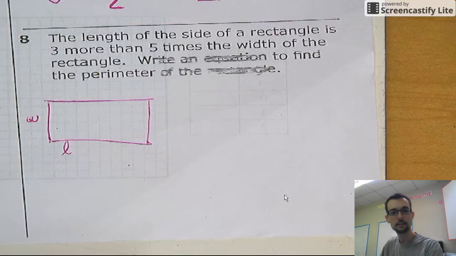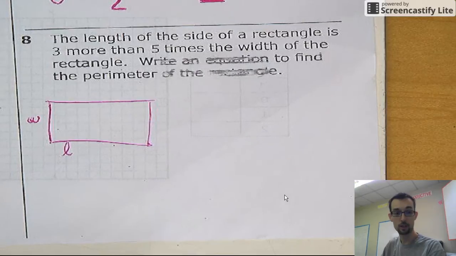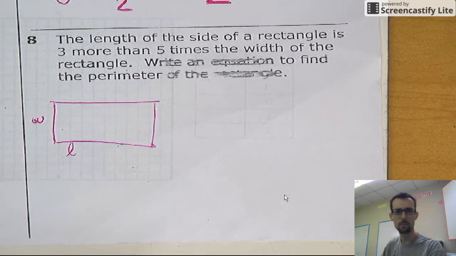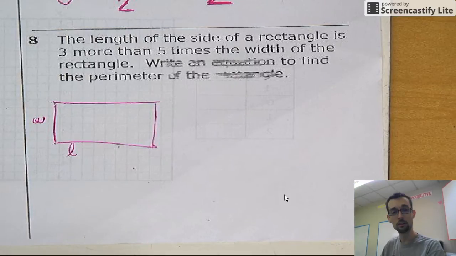Okay. All right, cool. So let's think about this. The length depends on what the width is, right? Take the width, and if you multiply the width times 5, and then add 3 to that, you're going to get the length. Correct? Length is 3 more than 5 times the width. Okay, so multiply the width times 5, add 3, you get the length.